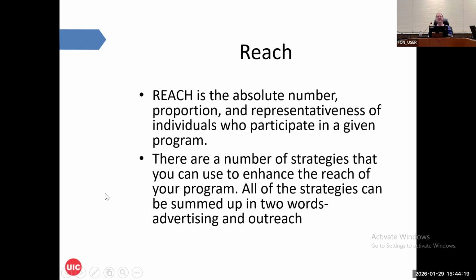So reach is the absolute number, proportion, and representativeness of the individuals who participate in a given program. So that's really how we measure the reach. There are a number of strategies that you can use to enhance the reach of your program, and all of these strategies can be summed up in 2 words: advertising and outreach.